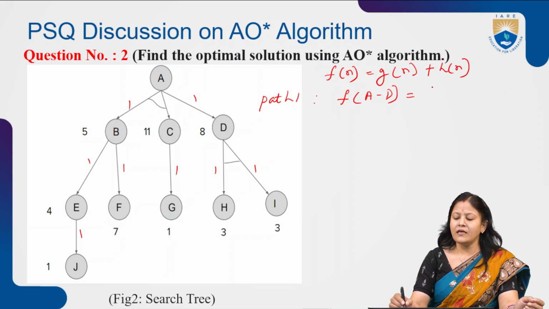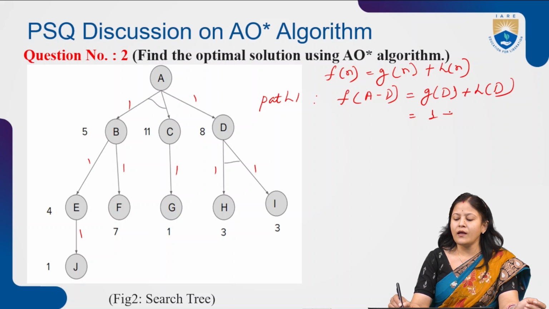Now f of AD is equal to what we can write? G of D. Who is the child here in A to D? D is the child. So G of D plus H of D. So what is G of D? G of D is equal to 1, and H of D, what is the heuristic value of D? It is 8. So 8 plus 1 is 9. So this is one path.